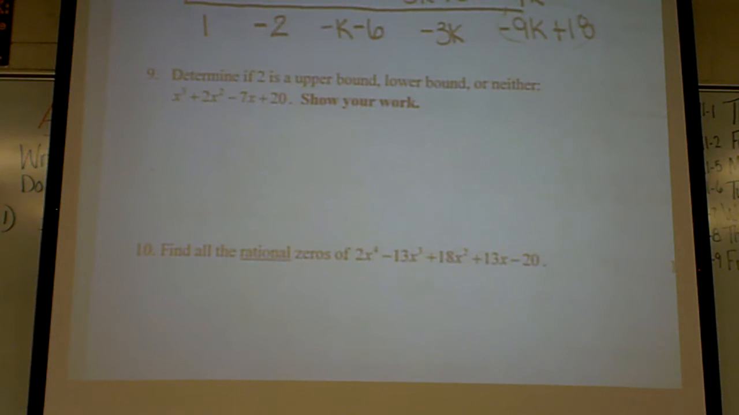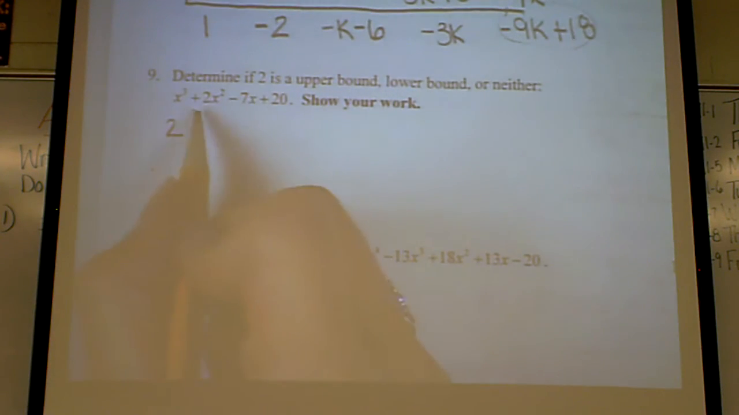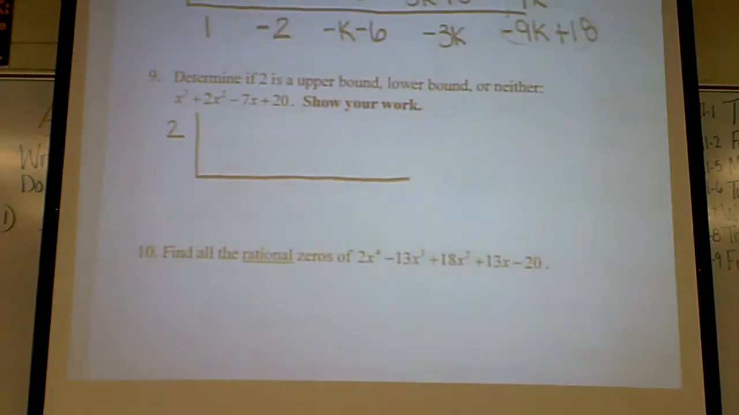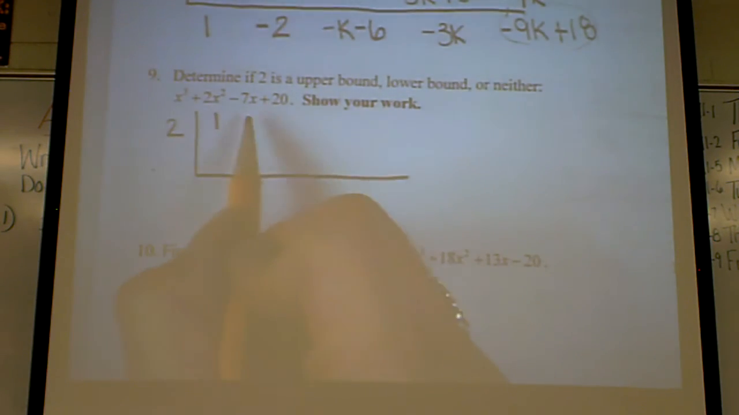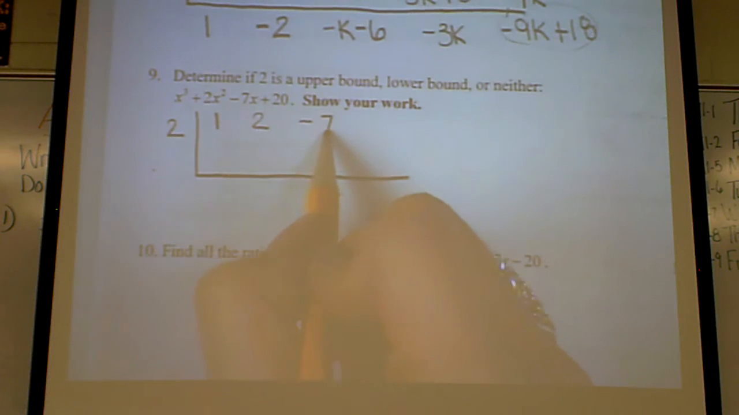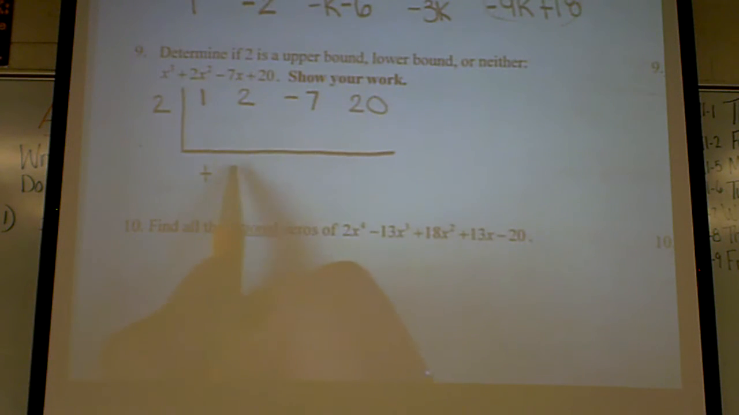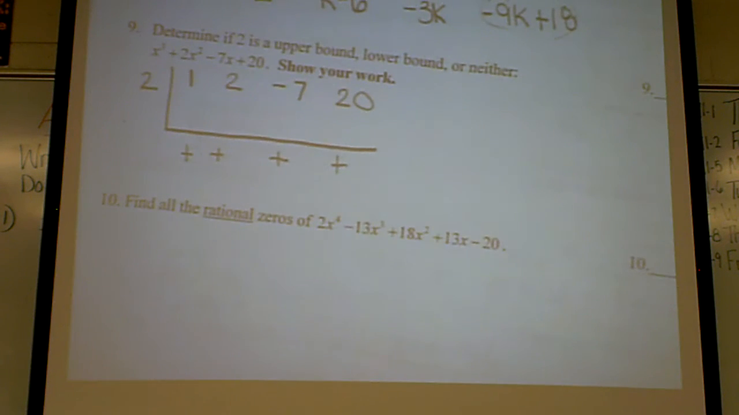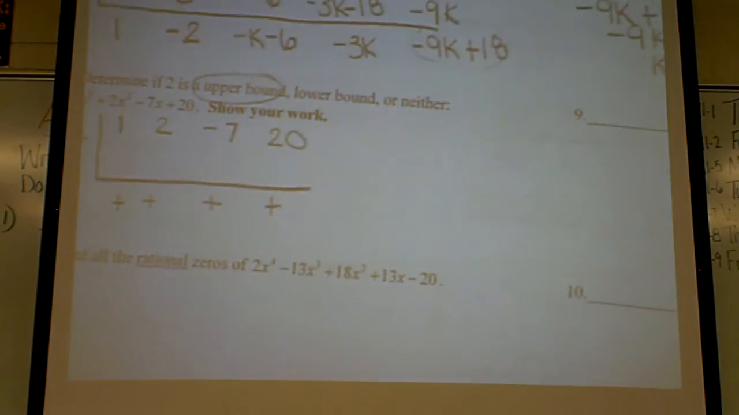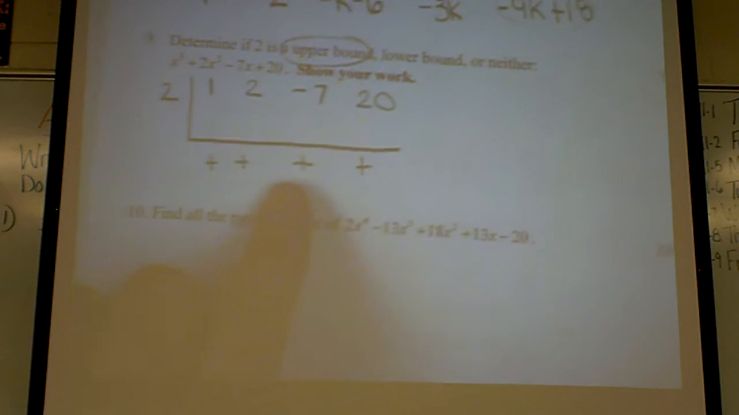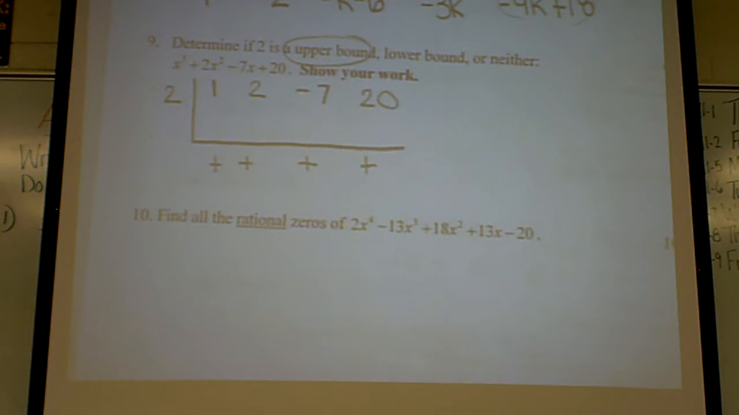So let's try this. I use synthetic division. So 2 goes into this. So do 1, 2, negative 7, and 20. When you do this, you get all positives down here. So it is an upper bound. If you did not get all positives down here, then check your math. You might have done a little error.